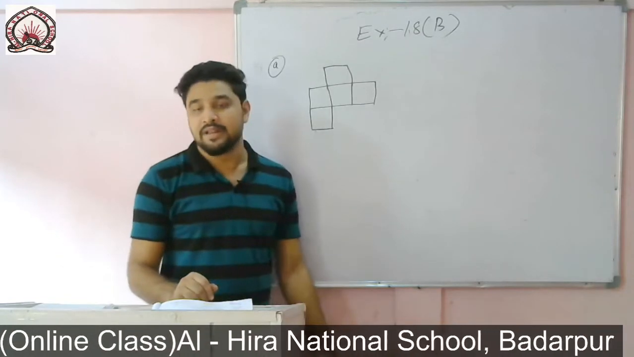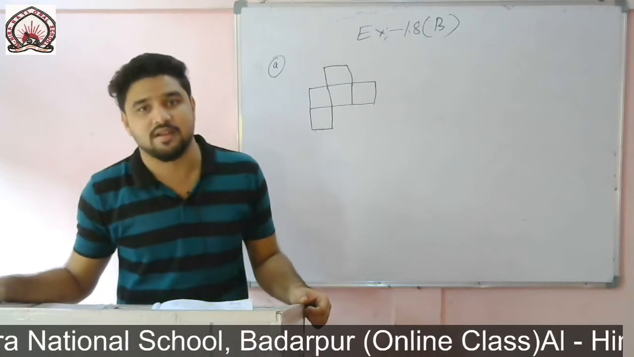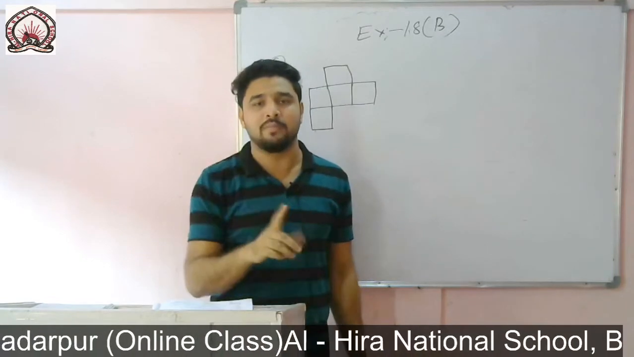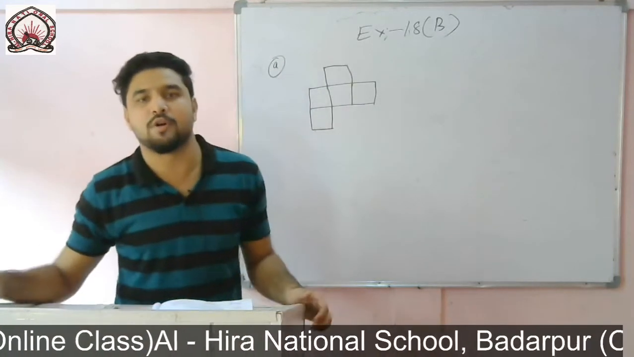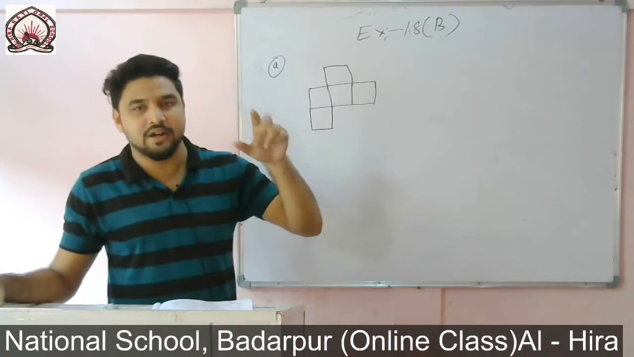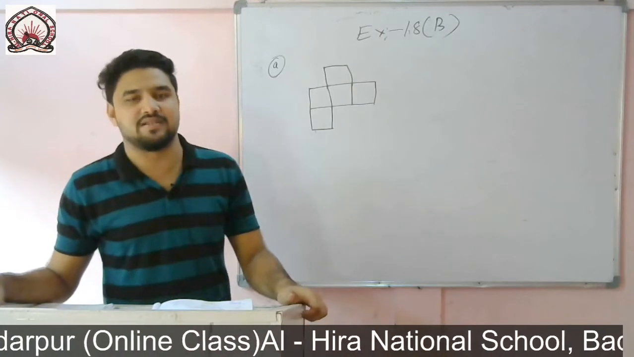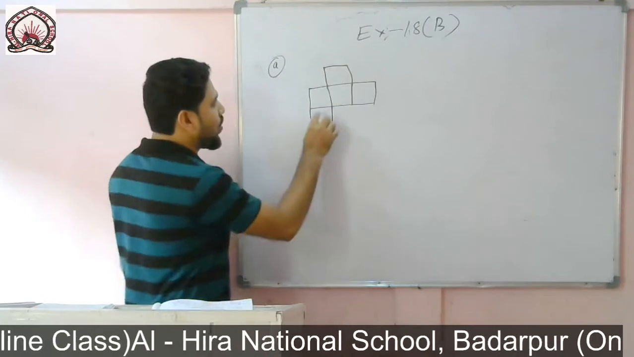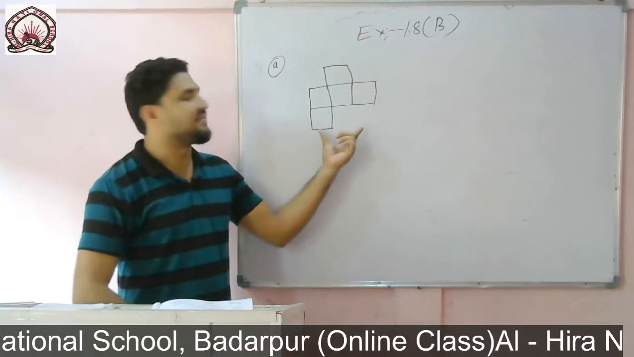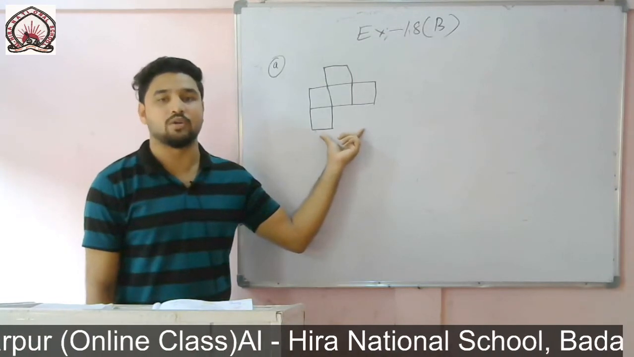So you see, in a closed box we need 6 faces, that is top, bottom and 4 sides. Top, bottom, 2, and 4 sides, then 2 plus 4 is 6. In total you have to get 6 faces. But in this case you see 1, 2, 3, 4, 5. So here 5 faces are given, so with this we cannot make a closed box.